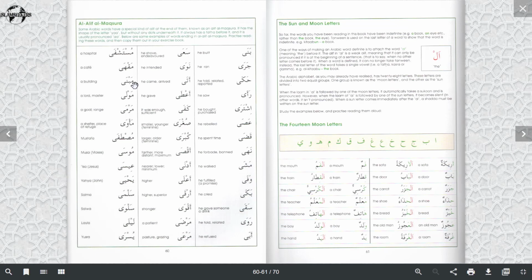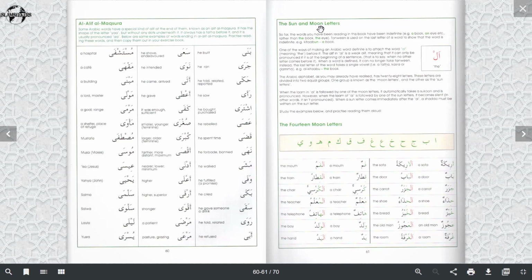مبنى. A building. مولى. A lord or master. مرمى. A goal or a range. مأوى. A shelter or place of refuge. مصطفى. موسى. Moses. عيسى. Jesus. يحيى. John. سلمى. سلوى. ليلى. يسرى.